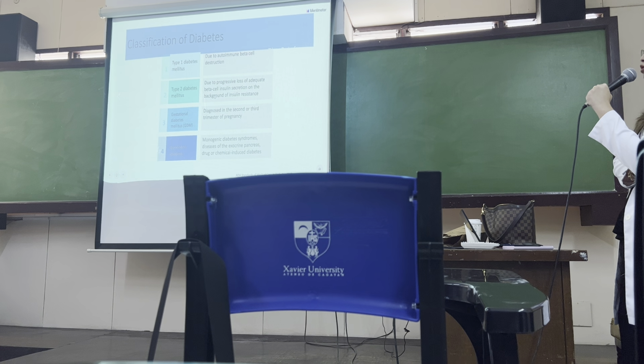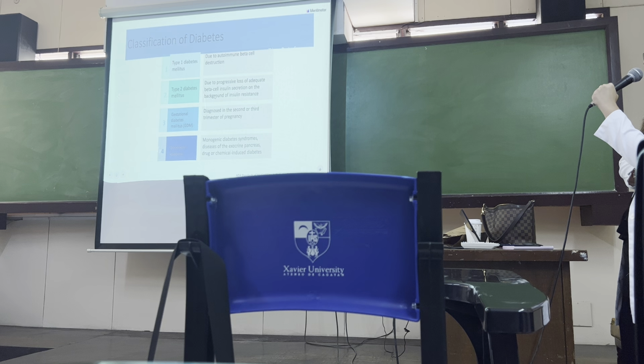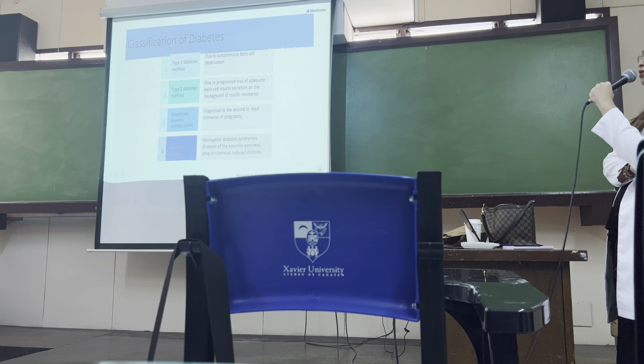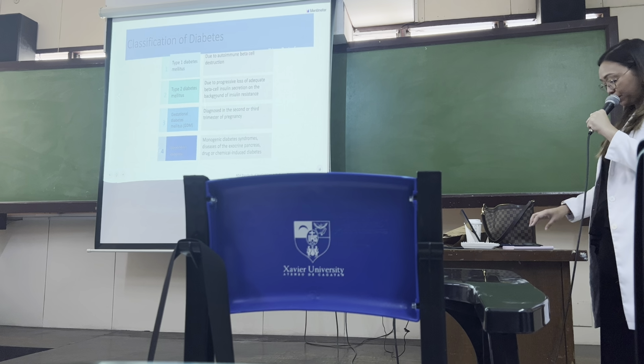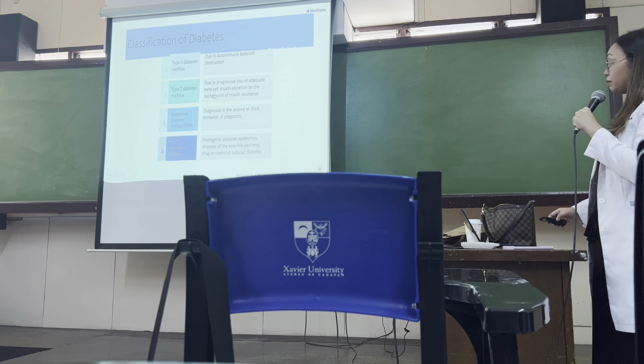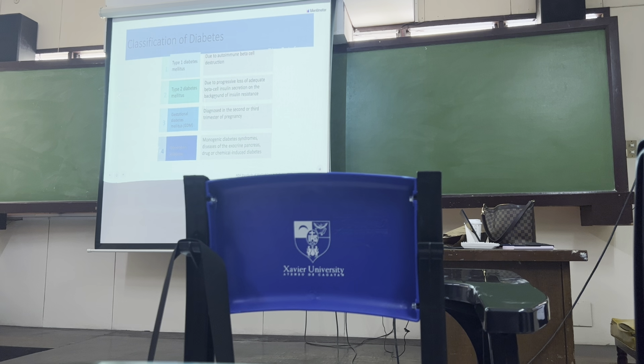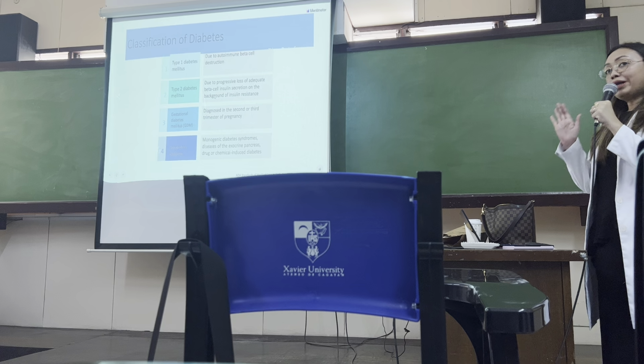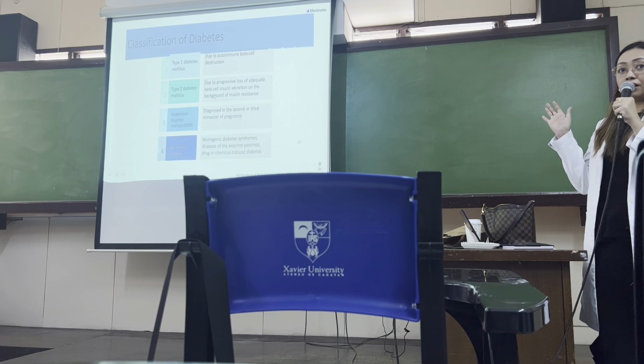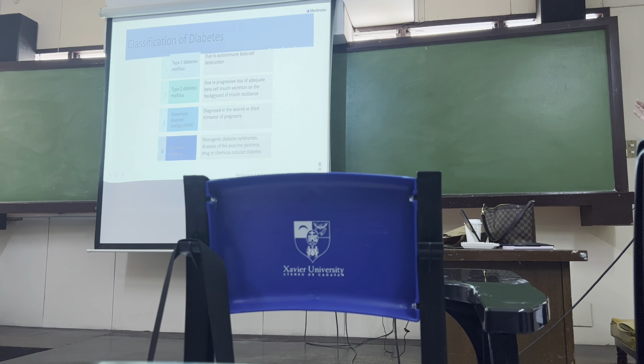Other types are, of course, your GDM or gestational diabetes mellitus, mostly diagnosed in the second or third trimester of the pregnancy. And lastly, you have other causes of secondary diabetes, such as monogenic diabetes syndromes, diseases of the exocrine pancreas, and drugs or chemical-induced diabetes. You will have a separate lecture that will discuss the pathophysiology of diabetes. So, for this morning, it will be more about the management.